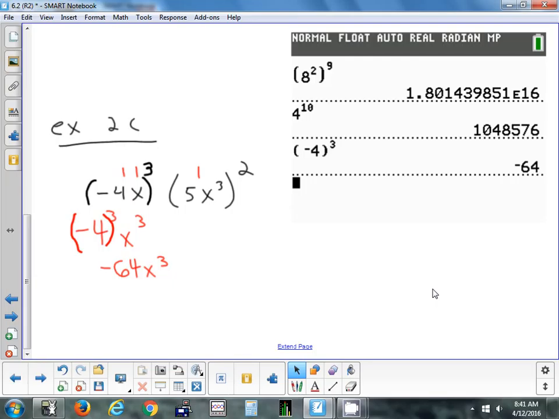Ryan, you think you can do the other side? Do you think you can handle the 5? What's the 5 going to become if we do power to a power on this side? 5 to the second. You know how to do it. So I got 5 to the second here. Gage, how about the x's?